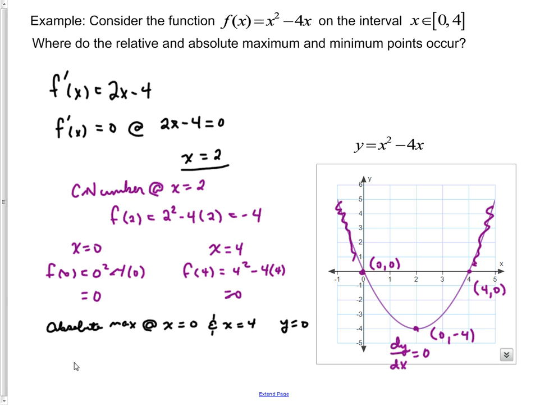Now we compare that to our other critical number, and we said that at x equals 2 we had a critical number, and that gave us y equals negative 4. So right here, there are no other values of f of x less than that, so we're going to say this is an absolute minimum. And that absolute minimum occurs at x equals 2, right? And we got that because y was equal to negative 4. And there are no other y values on this graph less than that, so this is the location of our absolute minimum.